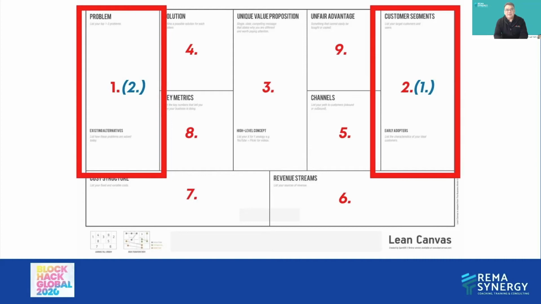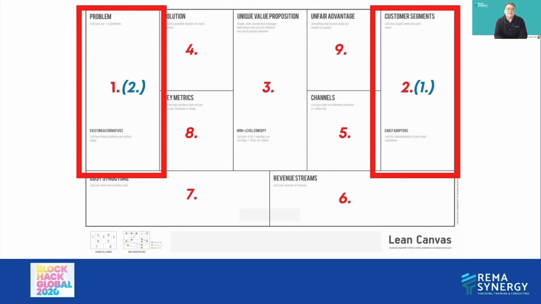Now, as you may have noticed, I've highlighted problems and customer segments, and there are two numbers there. There's 1 and 2 in red, and also 2 and 1 in blue. I'd like to just spend a few minutes explaining this. Although all 9 are the same, the recommended structure is for you to fill up the problem first. What is the problem that you are addressing? Who are the customers that will pay you for a service that addresses this problem? That is the typical way the Lean Canvas is recommended to be filled up.